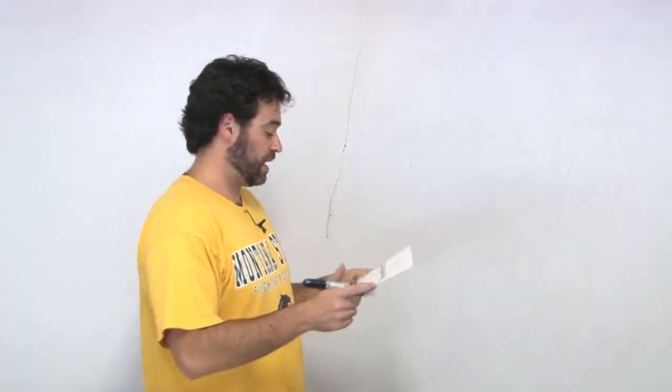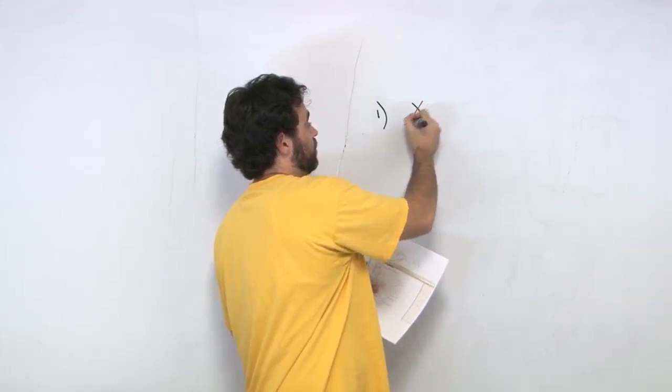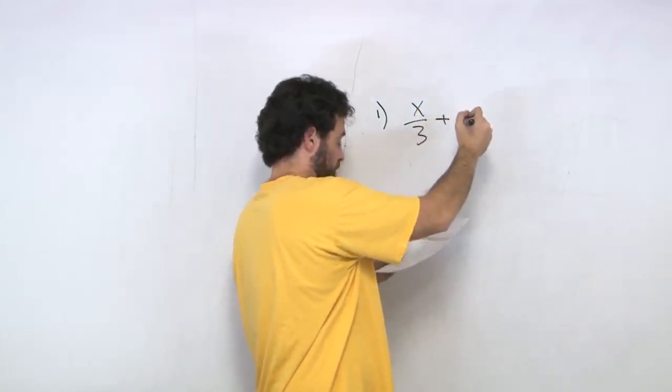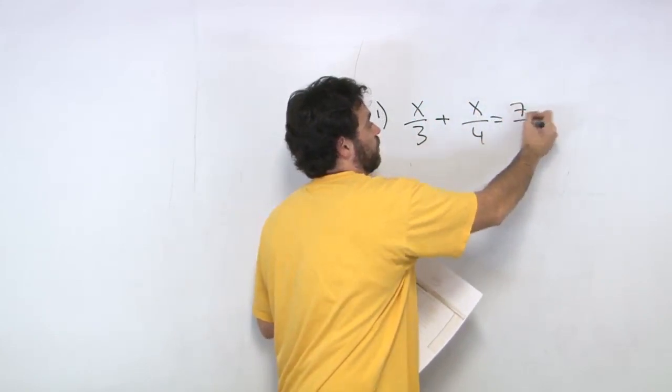Fractions. And what do we have? Our first example, we have x over 3 plus x over 4 equals 7 over 4.